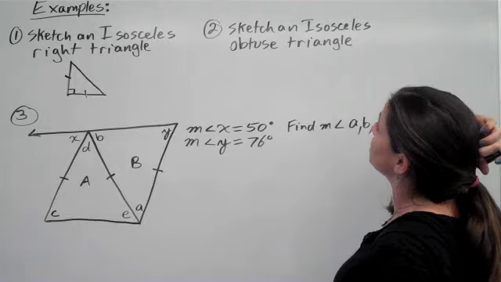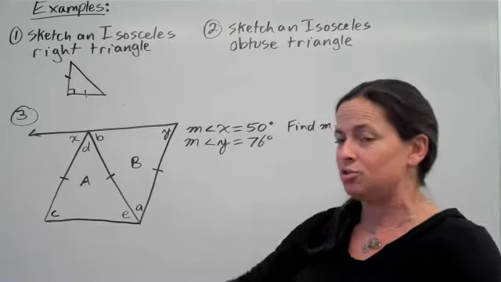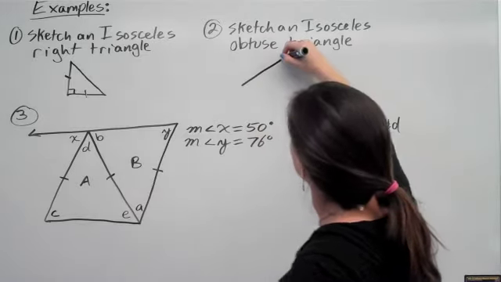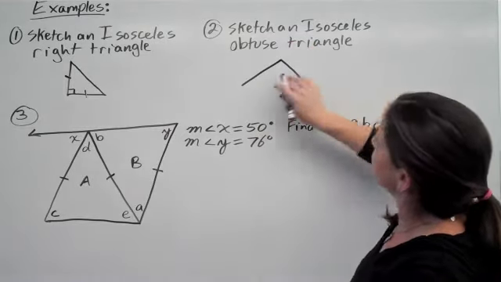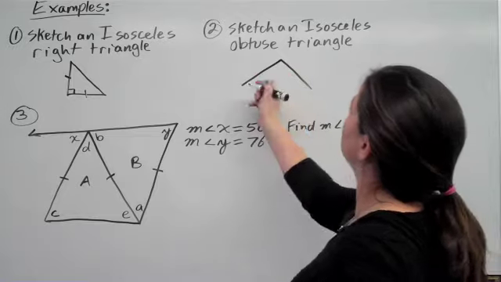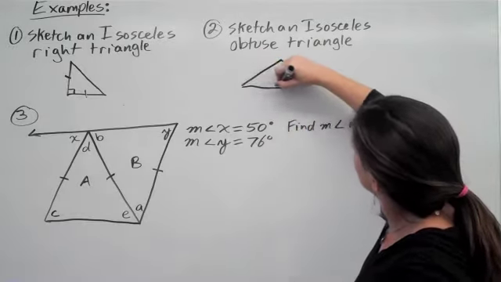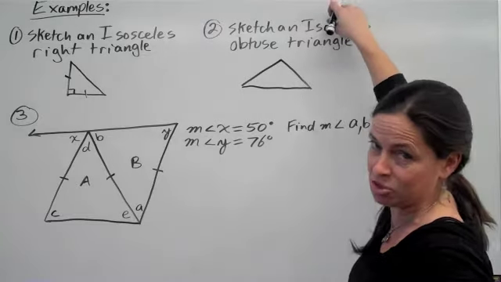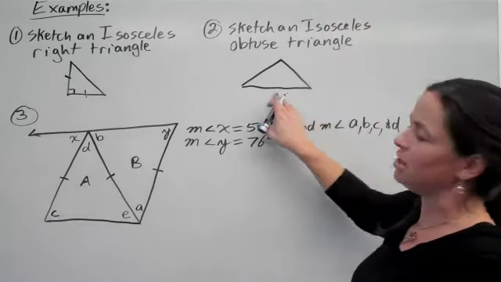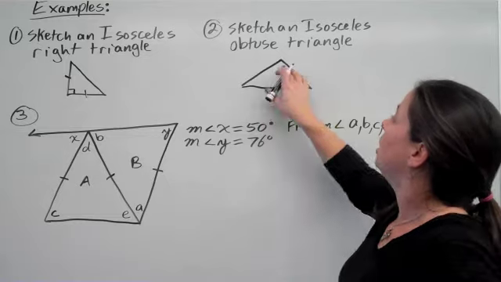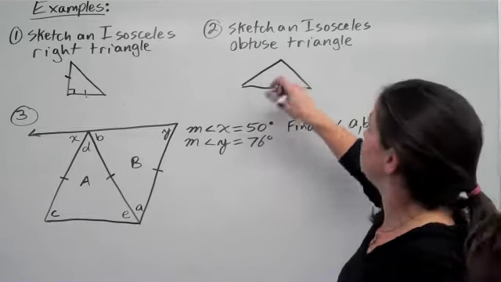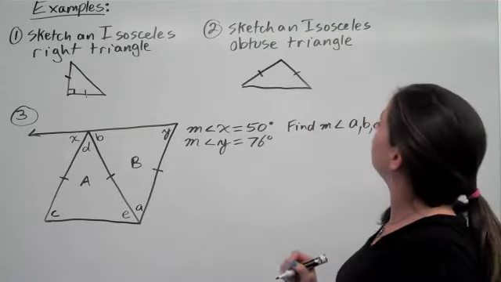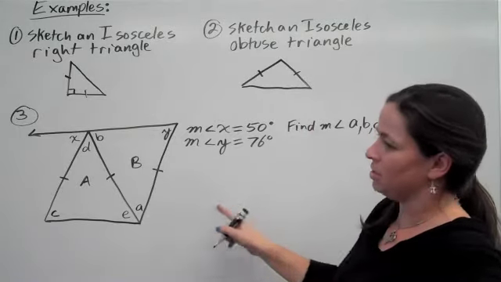Number 2 says sketch an isosceles obtuse triangle. So you need an angle that's bigger than 90 degrees. I like to always draw it like a rooftop. This angle is bigger than 90 degrees. Now, if I need to make two sides the same length because it's an isosceles, it obviously can't be the one across from the obtuse angle. So it has to be these other two. So here's my two congruent sides.